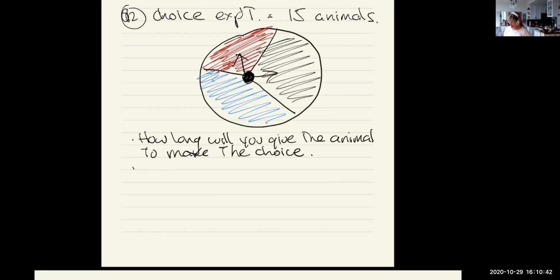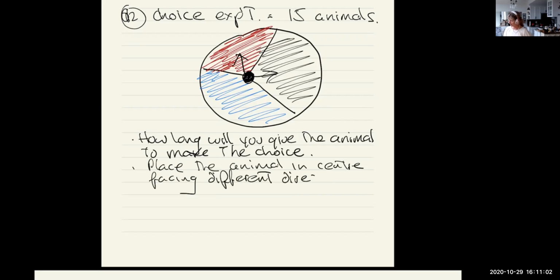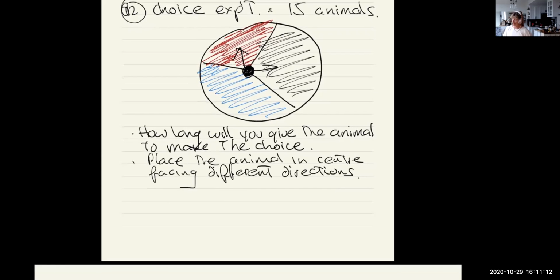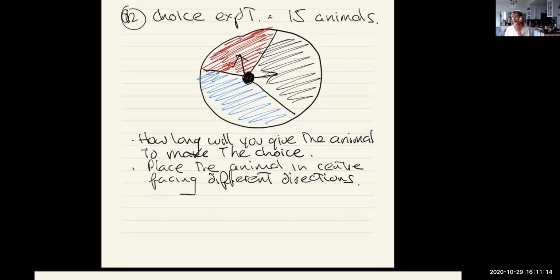So place the animal in center, facing different directions. I think a lot of people are using the crab, so that will be good. Yeah, so that is for a choice experiment. It is good actually to use animals of about the same size if you can.